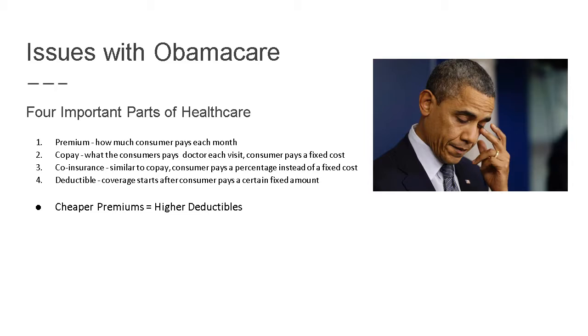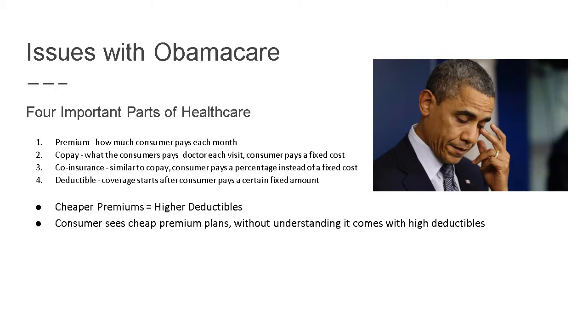A significant amount of people choose low premiums, but their healthcare had high deductibles, and then didn't get insurance until they've spent a large amount of money. A major problem under Obamacare was people choosing cheap premium, high deductible plans because they were uneducated about the topic.